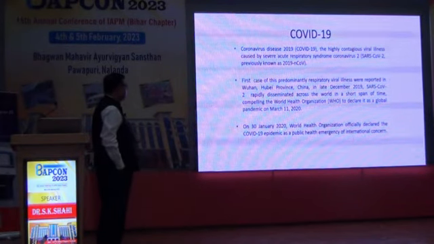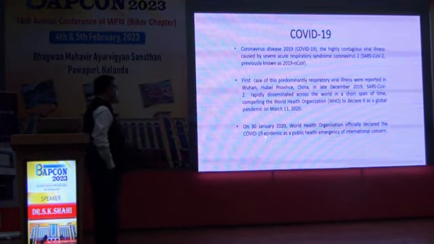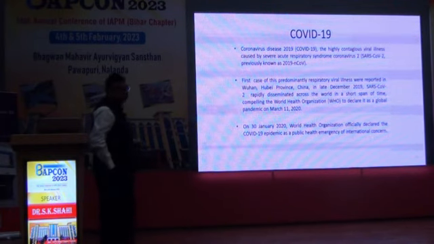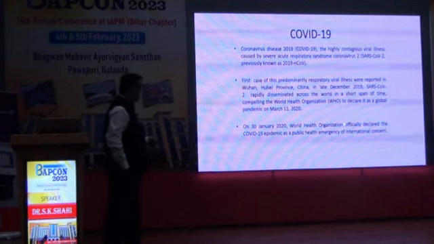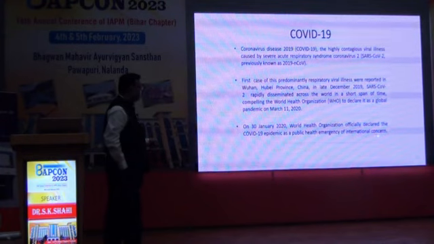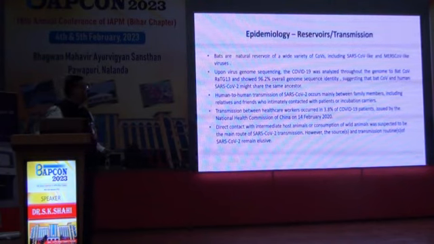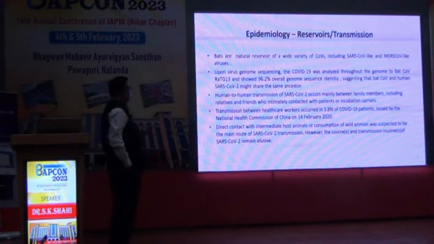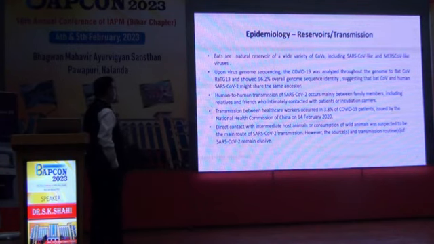On 30th January 2020, the WHO officially declared this virus an epidemic and a public health emergency of international concern. Very few viral illnesses get the WHO declaration of an emergency of international concern, so this virus is in that category. We have a few words on epidemiological reservoirs and transmission. Bats, you must have heard, I will show you the picture of how it looks. It is a natural reservoir.